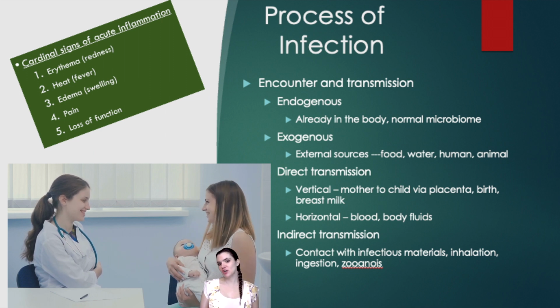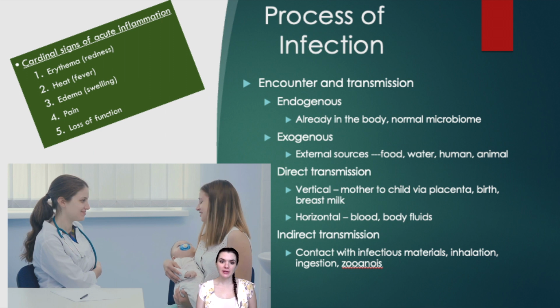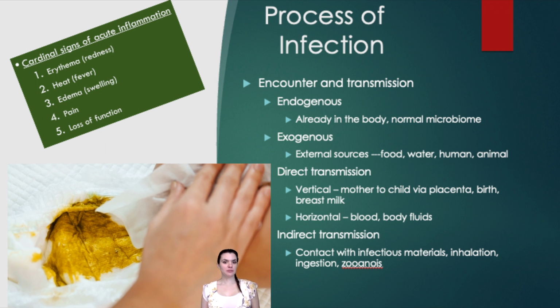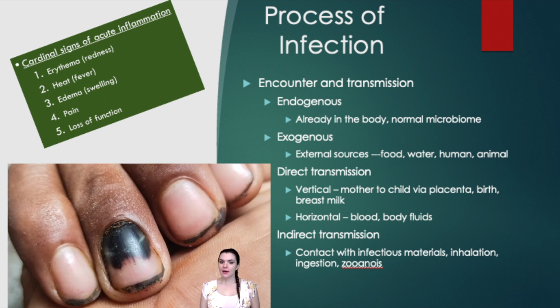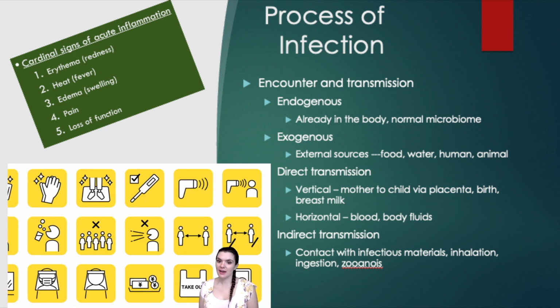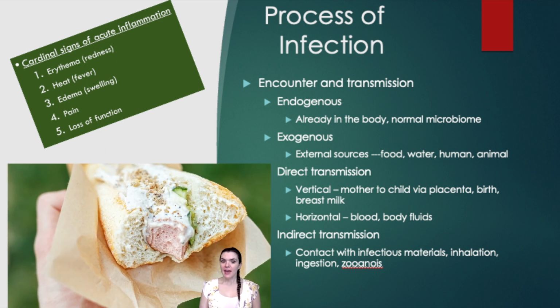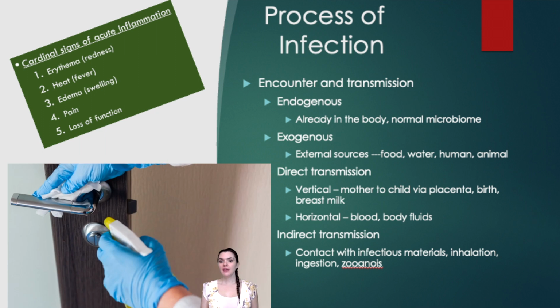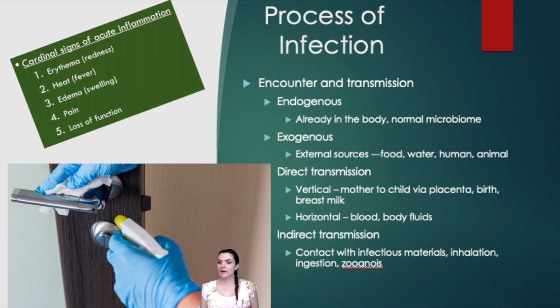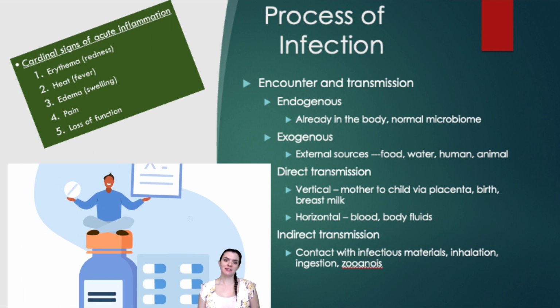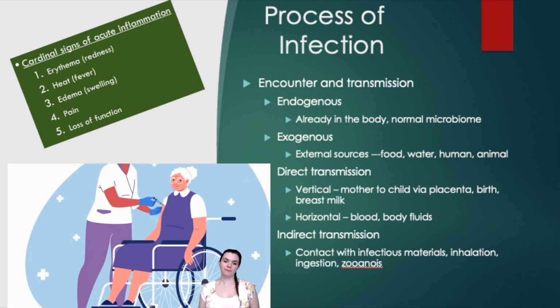Vertical direct transmission is exposure from mother to baby via placental transmission, the birthing process, or through breast milk. This includes HIV, rubella, herpes, and many others. Horizontal direct transmission involves contact with infectious blood and body fluids. This includes skin contact, sexual contact, salivary contact via bites, and droplet transmission. Influenza, rabies, West Nile encephalopathy, malaria, and STIs are examples of horizontal transmission.